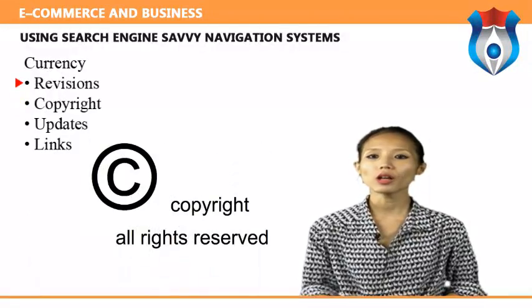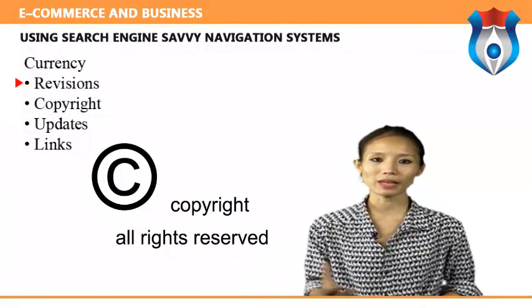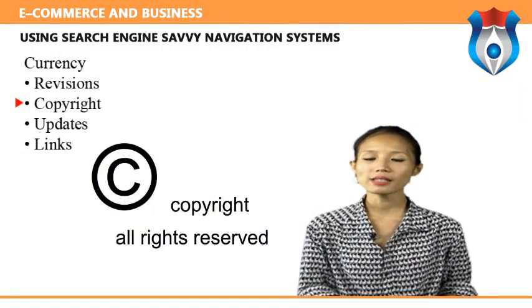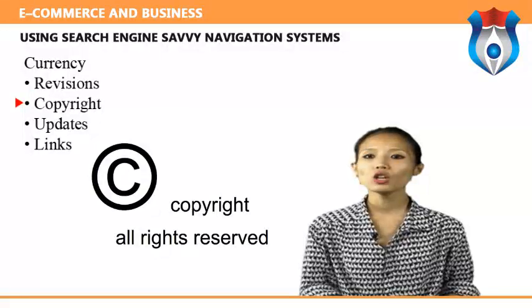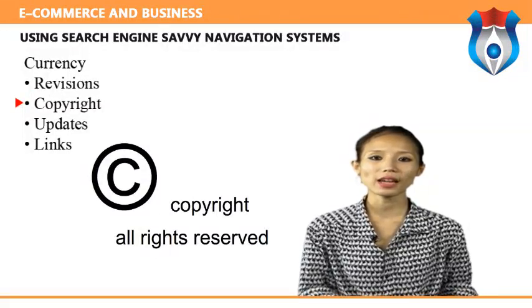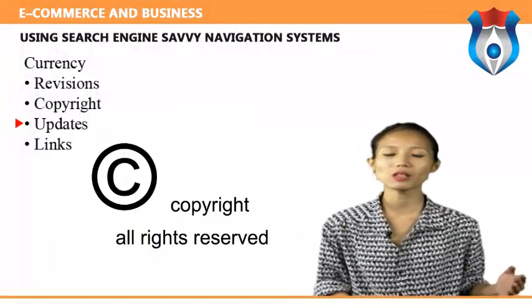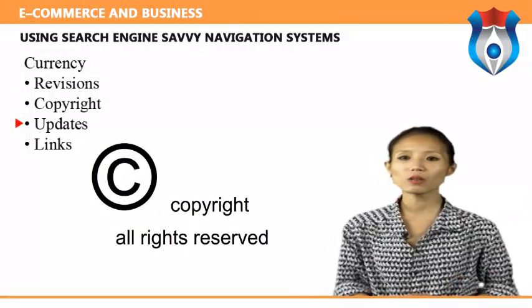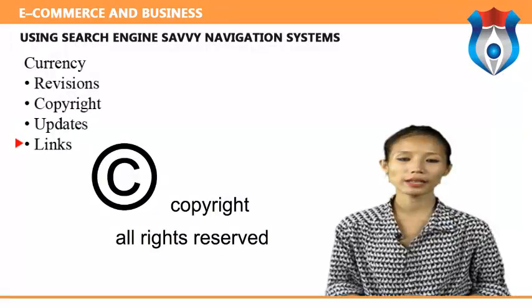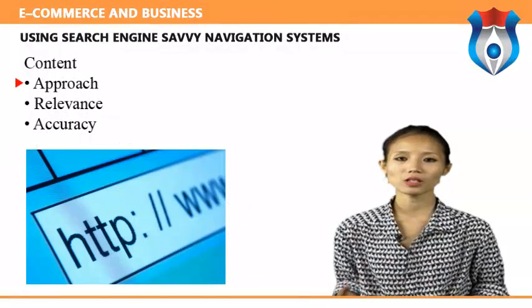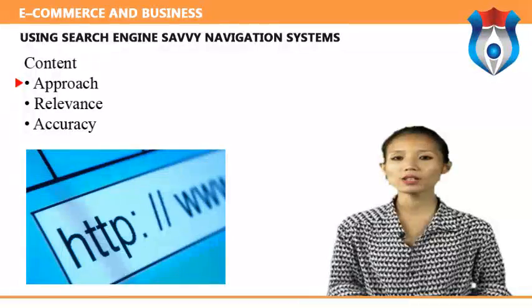Currency, revision. How recently was the website revised? Many sites include information about when the site was last modified. Copyright. Does the website have a copyright? Look at the bottom of the page for a year when the site was copyrighted. Updates. What new information may be available since the website was published? Older materials are not necessarily irrelevant. Links. Are the links within the website working? Multiple broken links can be a sign of a page that is not current or well maintained. Content approach. What kind of information is on the website?